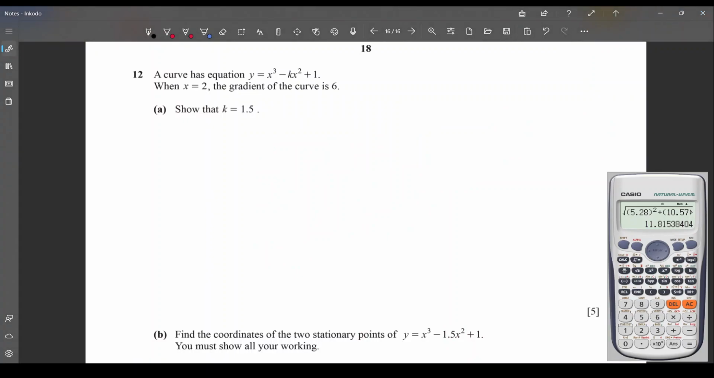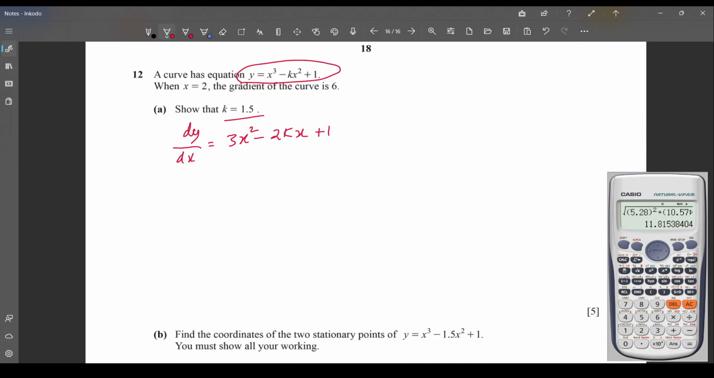Question number 12. The curve has the equation y equals x cubed minus k x squared plus 1, and at x equals 2 the gradient of the curve is 6. To find the gradient of the curve, we differentiate the function. We need to find the value of k, so we differentiate: dy by dx equals 3x squared minus 2 into k into x plus 1.